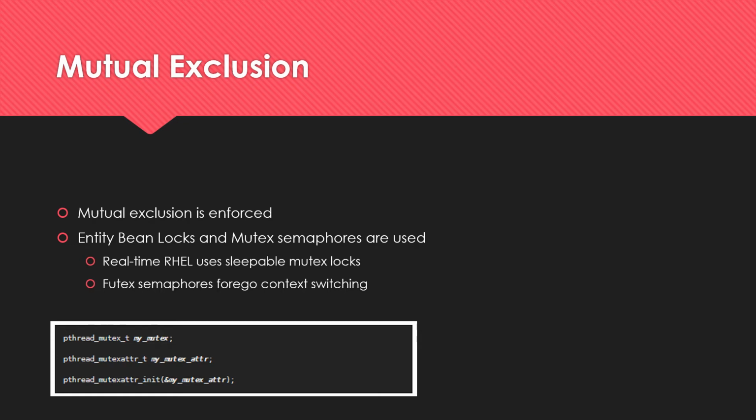Futex semaphores are fast user space mutual exclusion variables, and they're tools that allow threads to claim a mutex without mandating a context switch, which saves a lot of time in these real-time deadline-based systems.